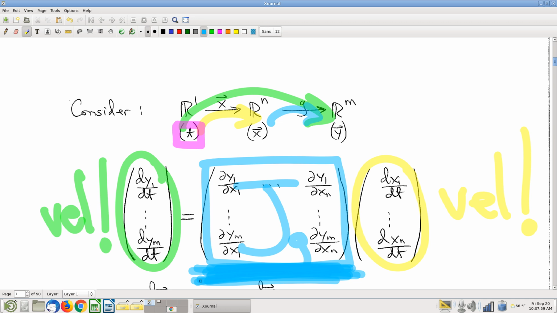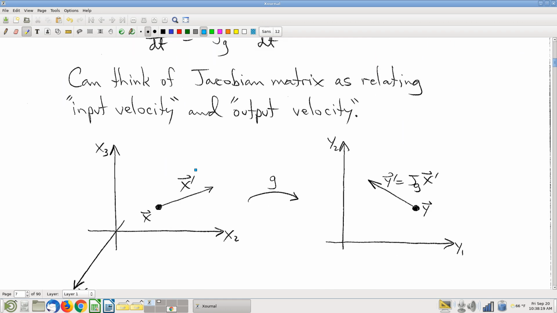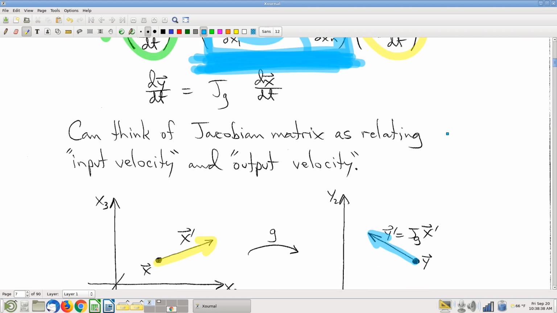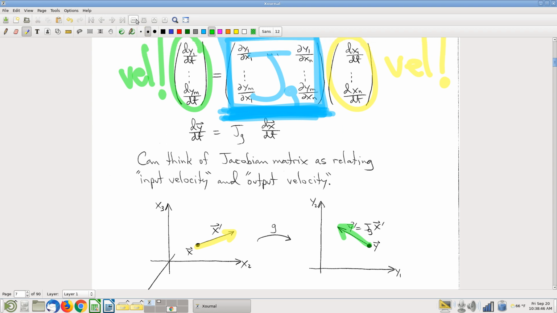So this is a really important point of view to take on multivariable derivatives. The derivative of a multivariable function is a matrix that relates input velocities to output velocities in this way. Okay, and here's a picture. I said yellow and green. Here's that input velocity, the derivative, aka the velocity, of the first parametric curve. Here's that output velocity, the derivative of that composition parametric curve. Sorry, this is green. So input velocity, output velocity. Those velocities are related by the derivative, aka the Jacobian matrix, the derivative of that function g.